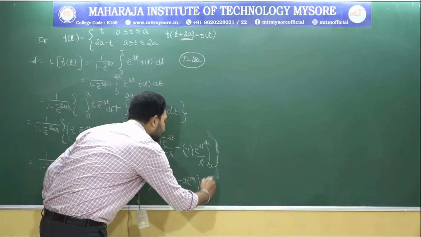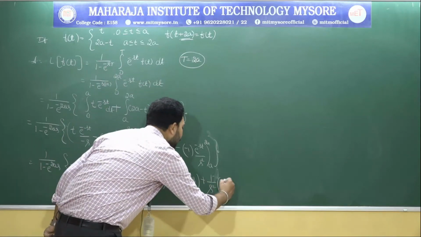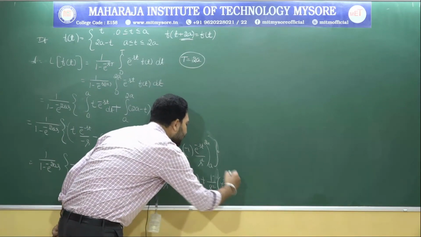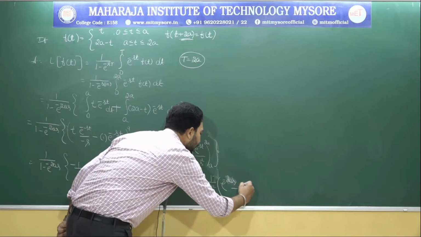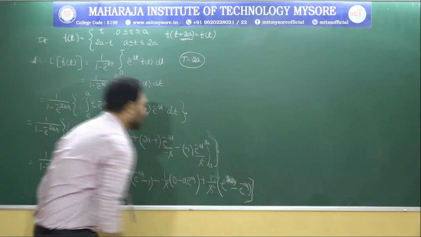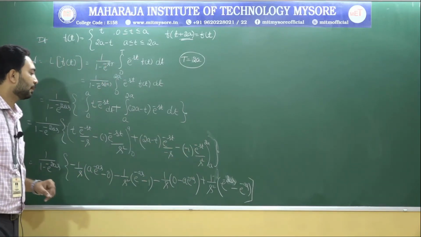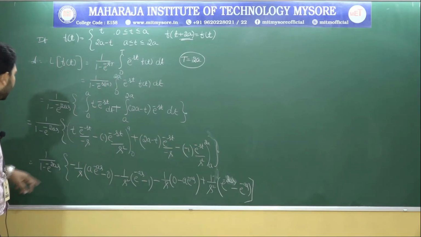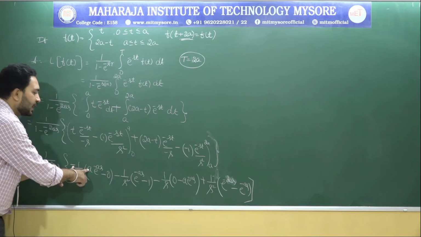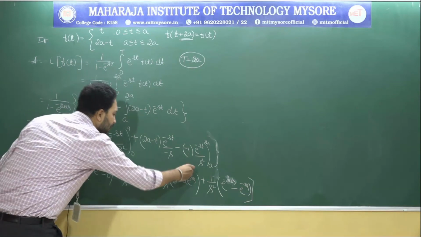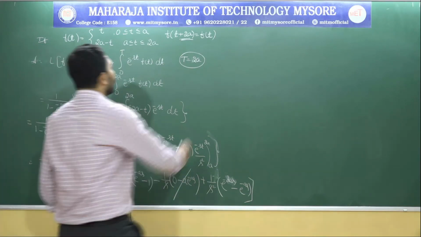Next, plus 1 by s square into upper limit e power minus 2as minus lower limit e power minus as. So minus into minus is plus. Here we have minus 1 by s, a into e power minus as. Here we have minus into minus plus a into e power minus as. This will get cancelled.